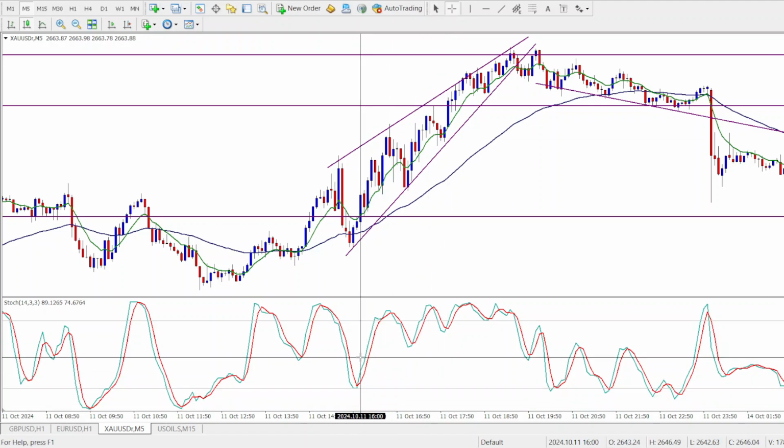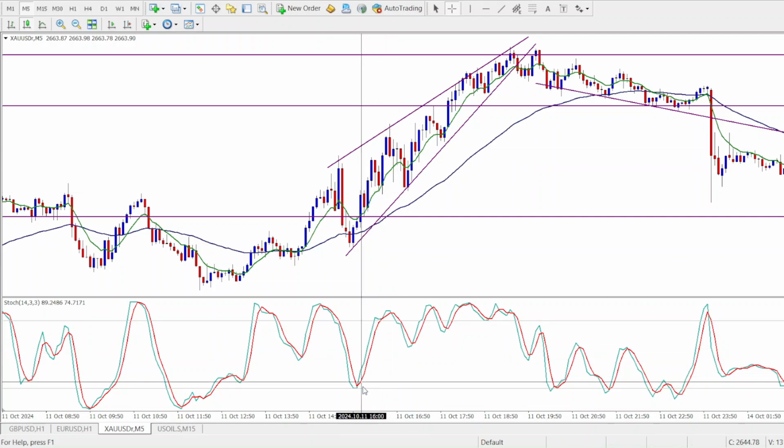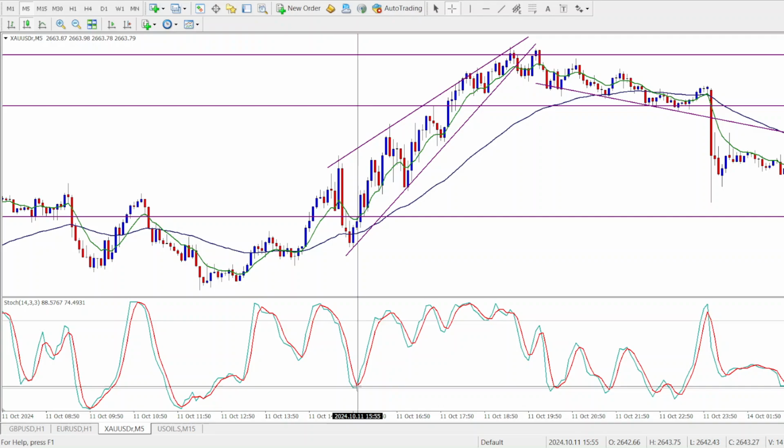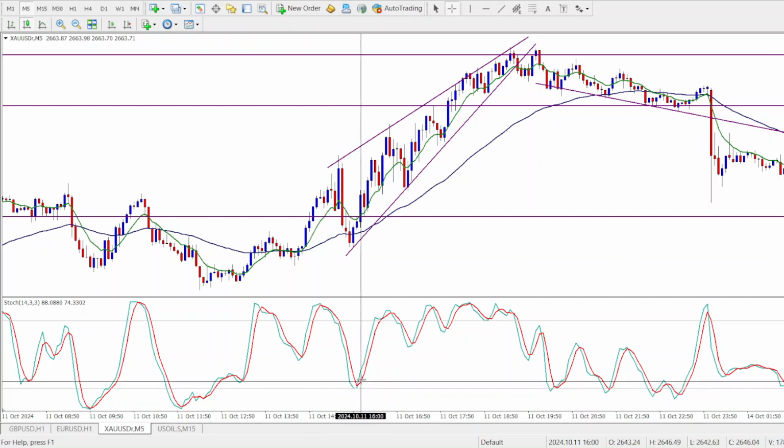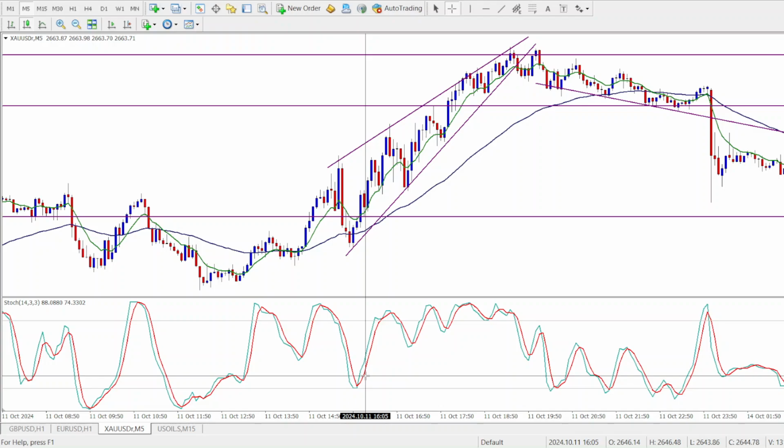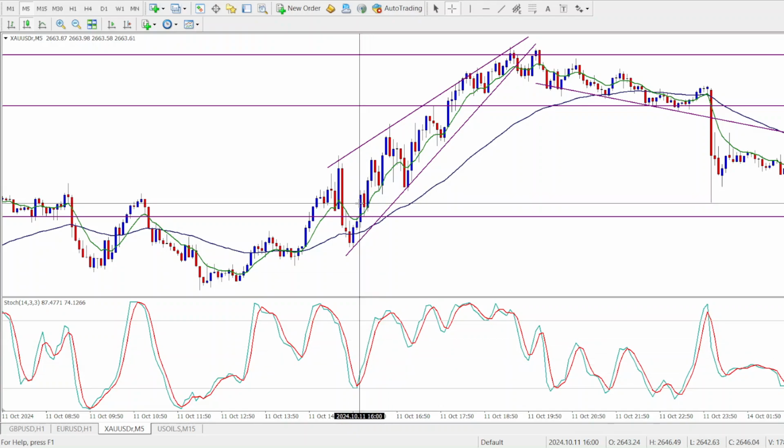to cross upward, we can see that that happened around here. It moved from the 20, it crossed upward, there was a bullish crossover, and the price stays above the 50 EMA. The price has to be above the 50 EMA. This signals a potential buy entry.